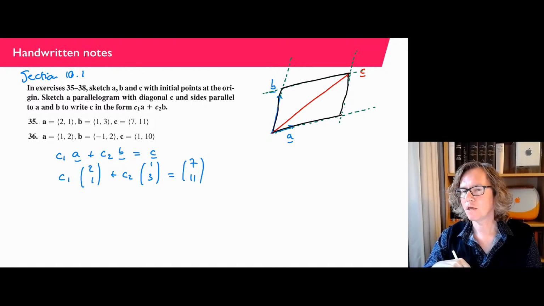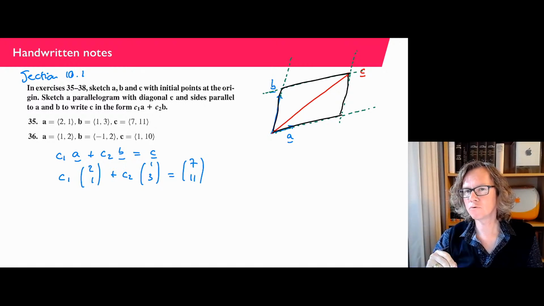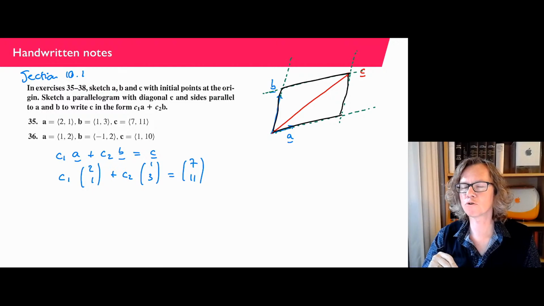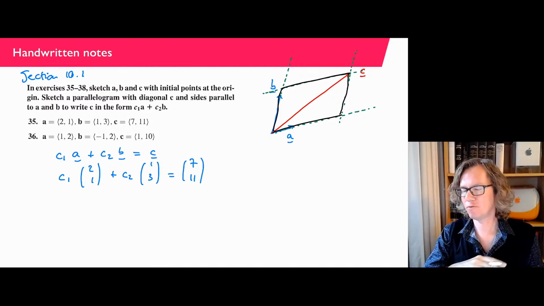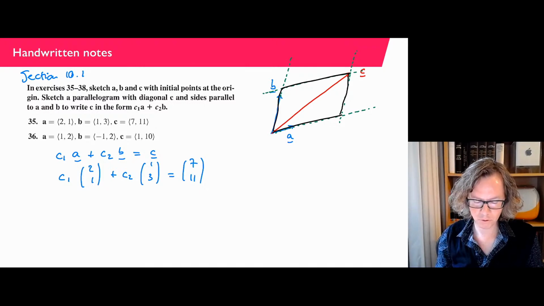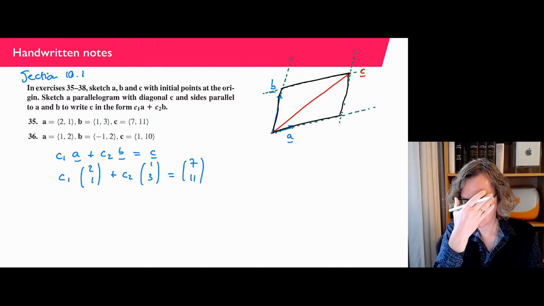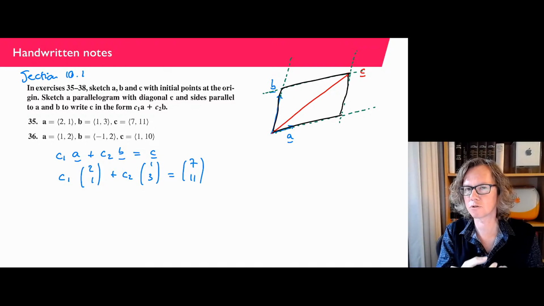And if the C1 and C2 confused you because there was also a vector C, I fully understand that. The notation is not great here. It would have been better to use different symbols for C1 and C2.